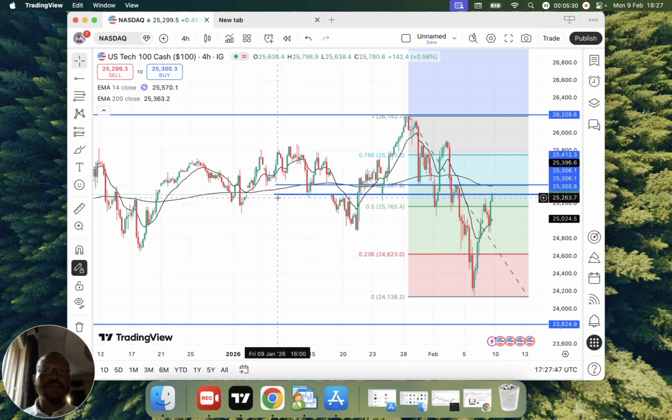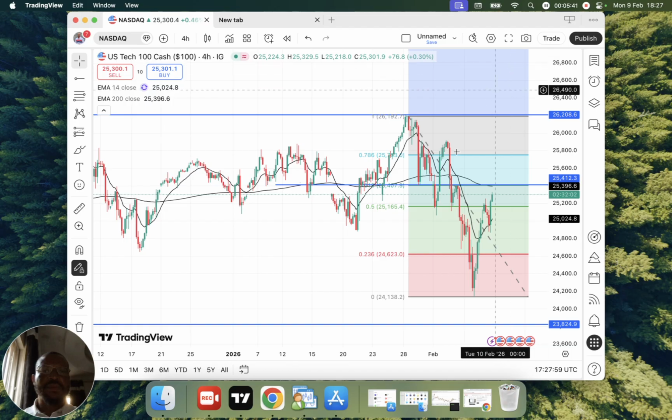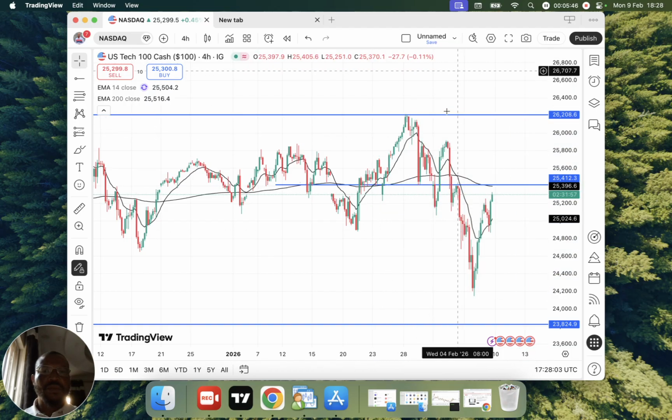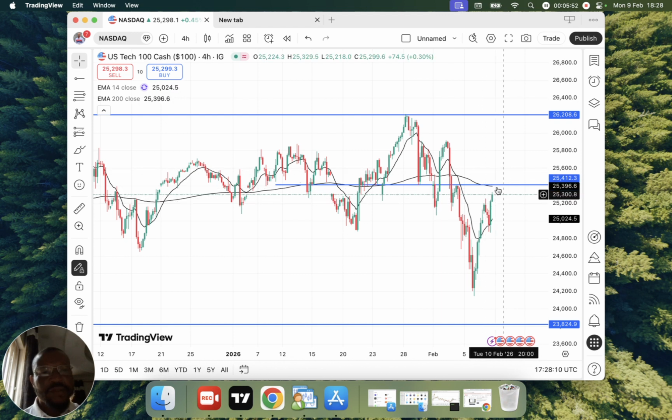Hold on a second. Let me remove this Fibonacci. You can wait for the market to rise to 25,396, but you have to be careful, guys. You have to be careful if you are shorting this market from here.